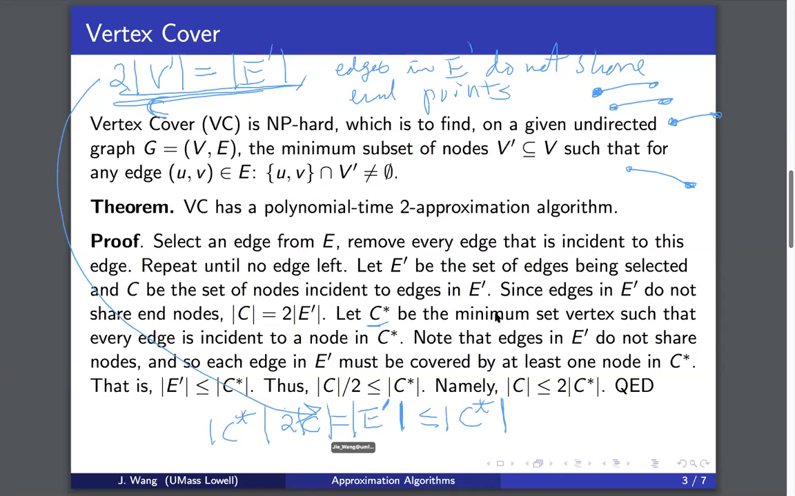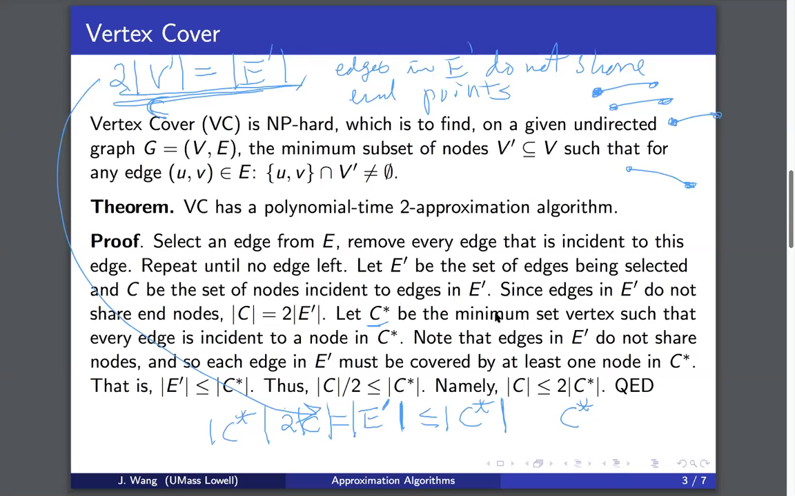That's equal to the size of E prime, and that's less than or equal to this. So that means now you get C star. Maybe I shouldn't use that; maybe I can say C is just the size. So that would go better, but this is okay.